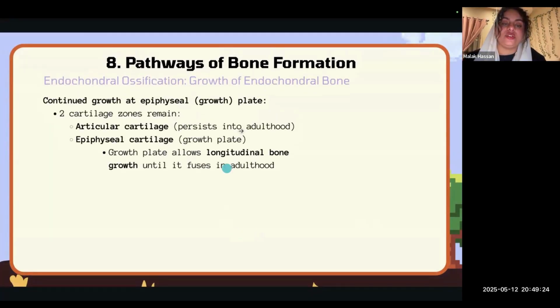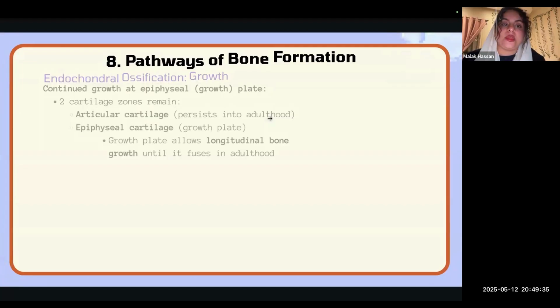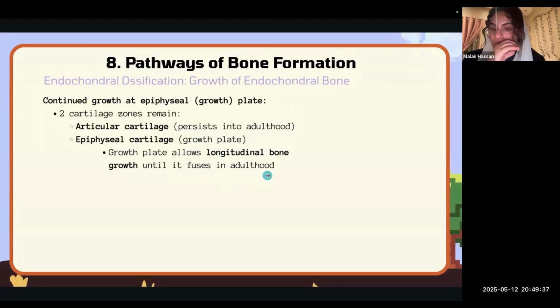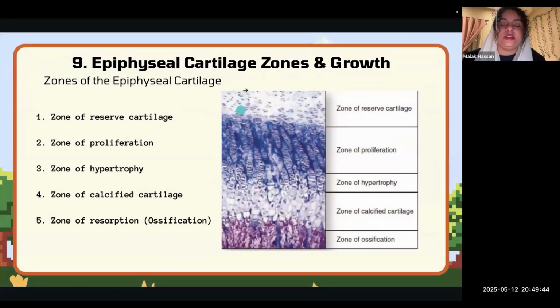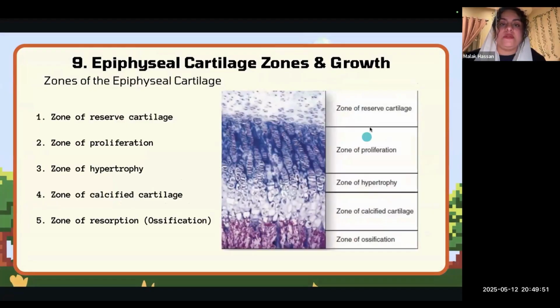Now, two cartilage zones will remain, like we said, after this area. There's going to be articular cartilage and the epiphyseal cartilage. And the epiphyseal cartilage will allow the growth of the bone longitudinally until it fuses in adulthood. Now, let's talk about the epiphyseal cartilage zones. What are the zones of the epiphyseal cartilage?